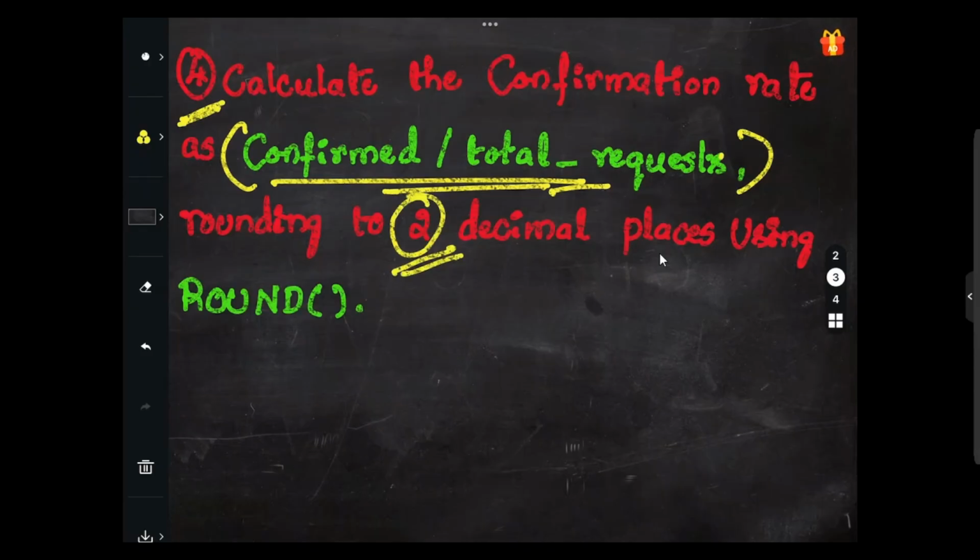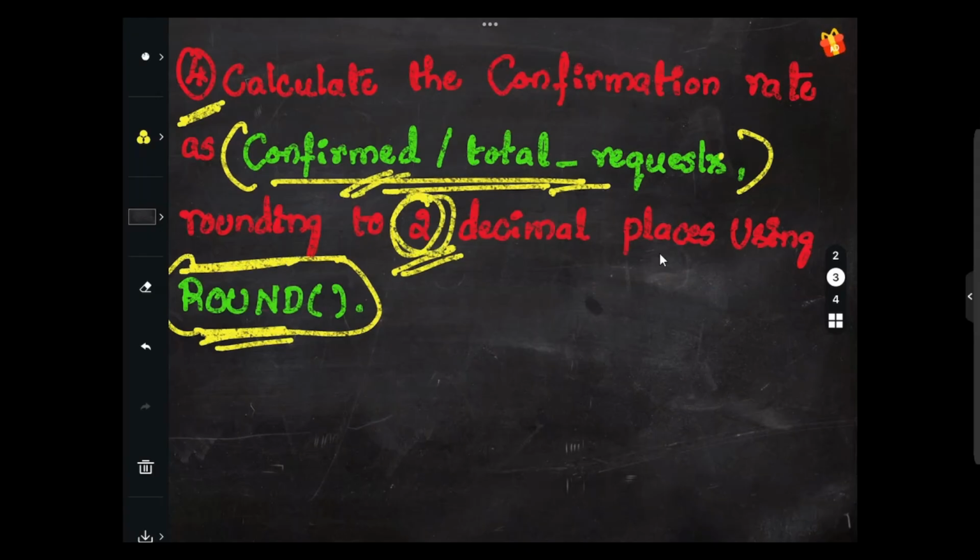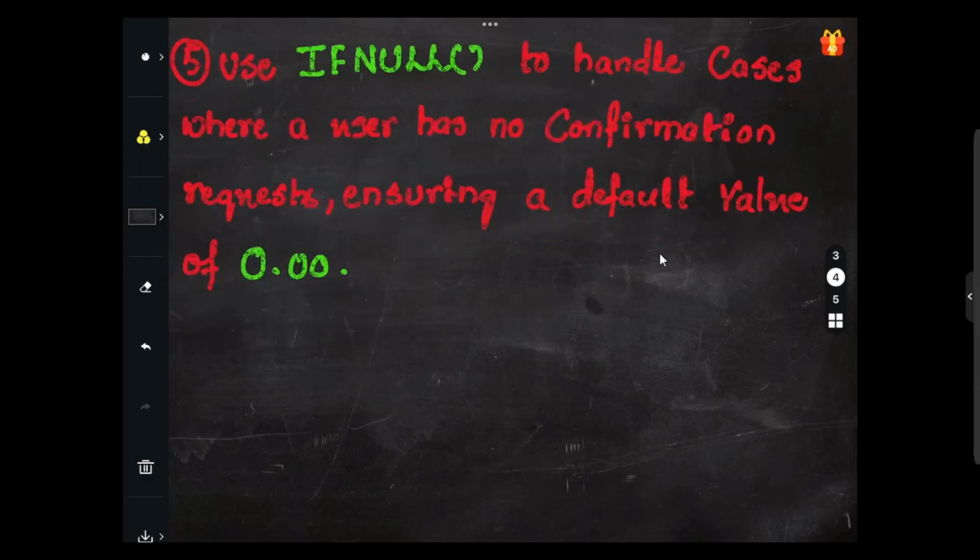So rounding to 2 decimal places using the round. We will be making use of the keyword round for that. While we write the query, you will get to know this one. Simple to understand, right? This formula we know. 2 decimal places, as they have clearly mentioned in the question, and round keyword. Why? Because we are rounding to 2 decimal places. That is the reason we are going with the round keyword here. Now I hope this is completely clear. Let's go with the fifth step here.